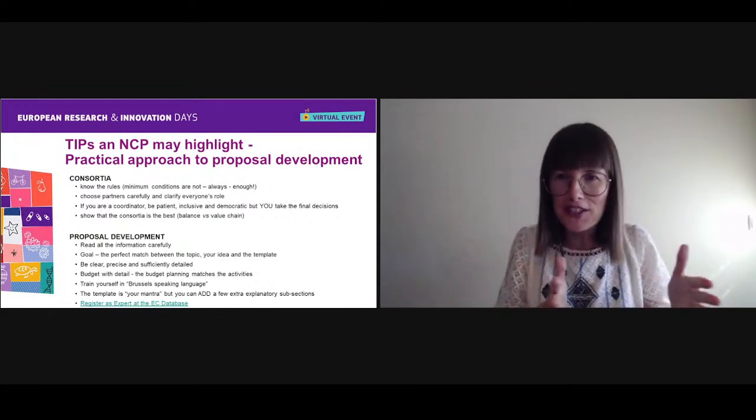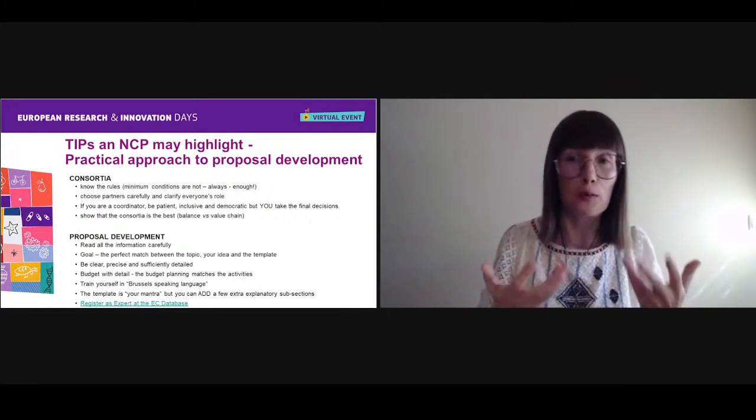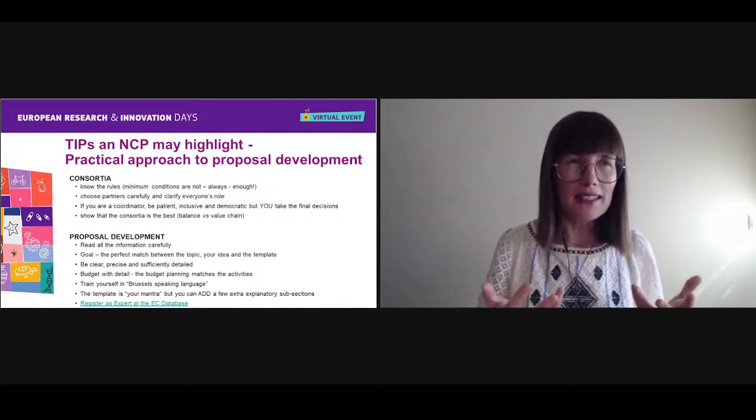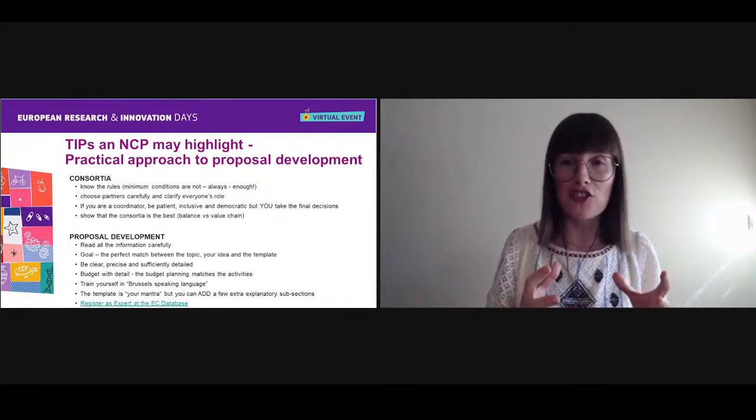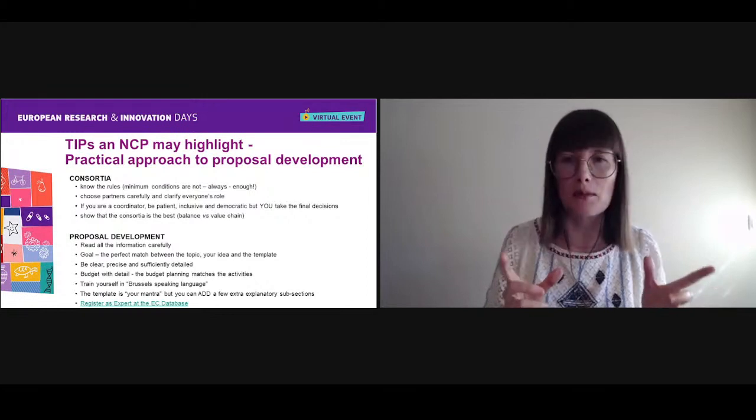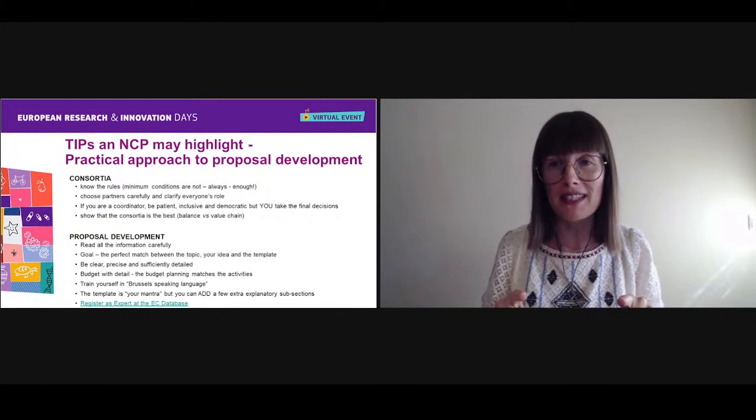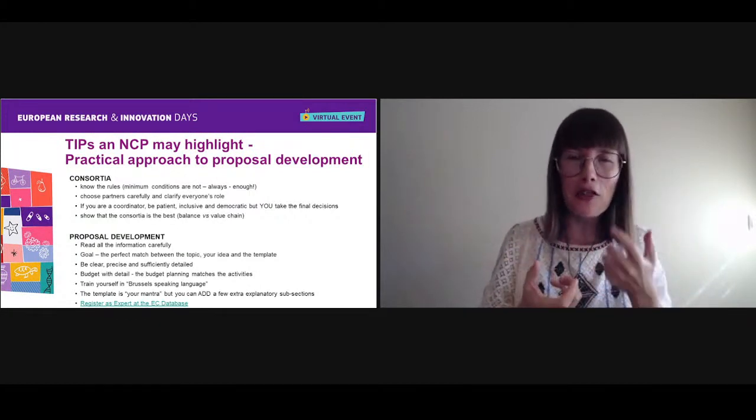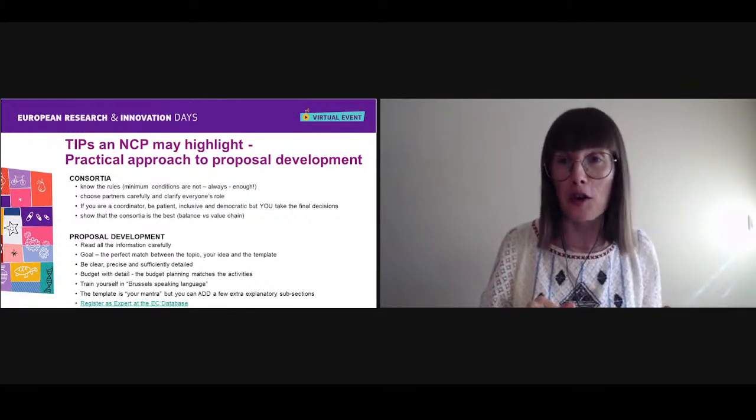Sometimes we have to switch the language a little bit to better channel our ideas and put them up front. Again, the template is your mantra. As Isabel was saying, we have all the explanations in the template, but you can add a few extra explanatory subsections. Of course, you have to comply with the page limits, but you have imagination and you can create new things to show that you can add value to your proposal.